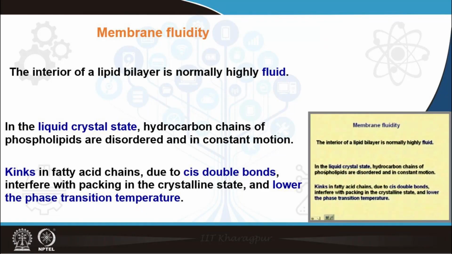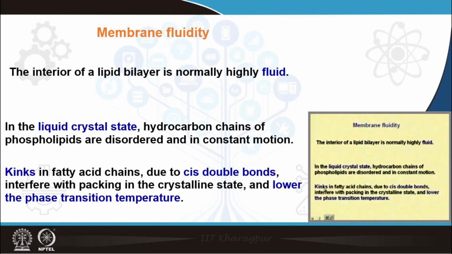Now, in the liquid crystal state, the hydrocarbon chains of the phospholipids are disordered. They are in constant motion because, you have to remember, the cells are suspended in the plasma. There is a cytosol to it, there is an extracellular matrix to it, so they are all suspended. Because of their constant movement, they are highly disordered as well.